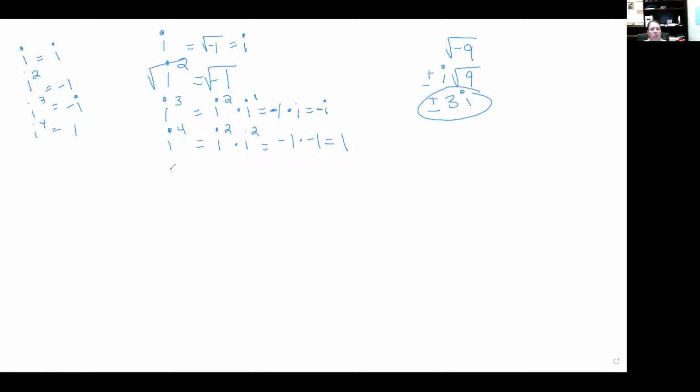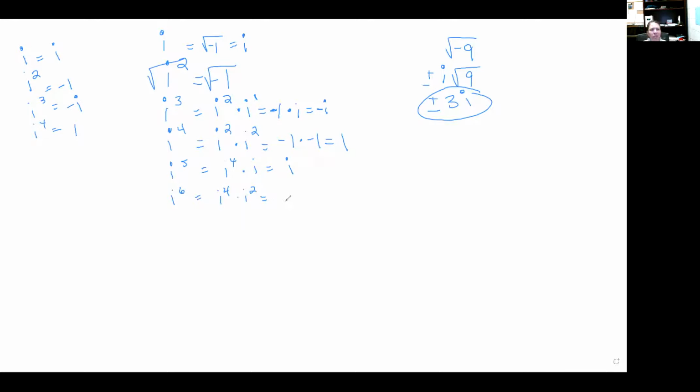And we can keep doing this. Let's see if we find a pattern. All right, i to the fifth. What is i to the fifth? i to the fifth would be i to the fourth times i. i to the fourth is 1, so we end up getting i again. All right, i to the sixth. i to the sixth is i to the fourth times i squared.